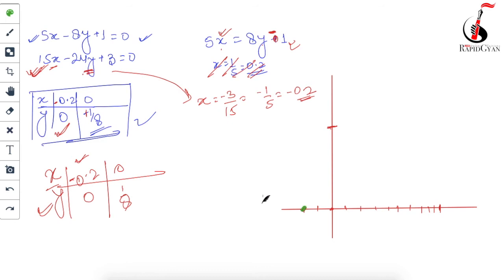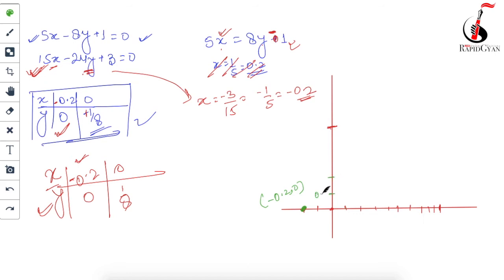This is your minus of 0, 0.2 comma 0. The next one is x is 0 and y equal to 1 upon 8. X is 0 and the value of y is 1 upon 8. 1 upon 8 means around 0.125, correct? 0.125. So if this is 0.1, this is your 0.2.